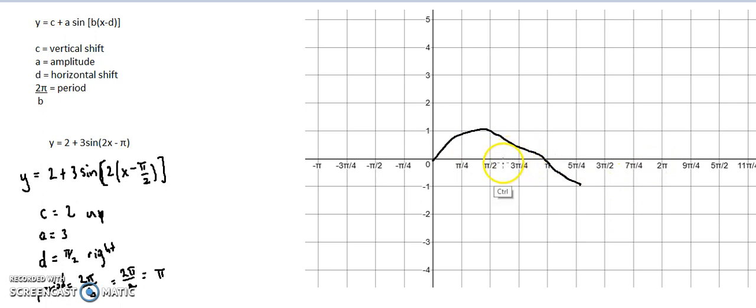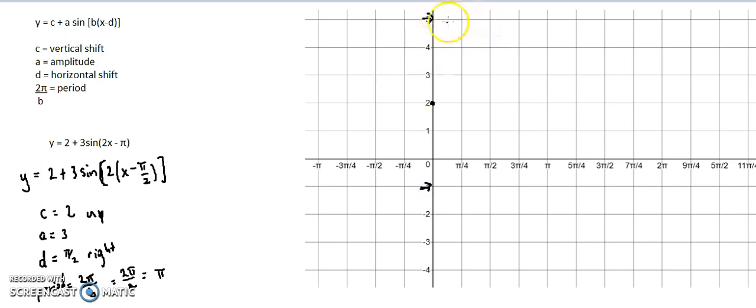Okay, so take that away. And we want to shift up 2. So we were starting here. So now we're going to shift up here. And that's going to be our starting point, and we would draw it from there. But we've got to take the other things into consideration first. So our amplitude is 3. That means we're going to go up 3 and down 3 from that point. So we're going to go up 3 to here, and we're going to go down 3 to here.